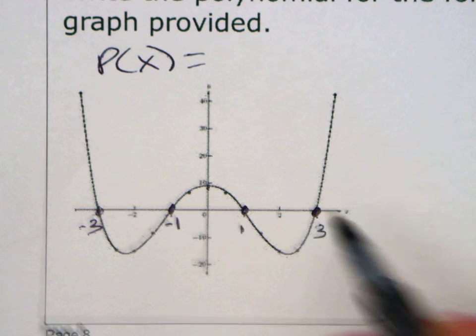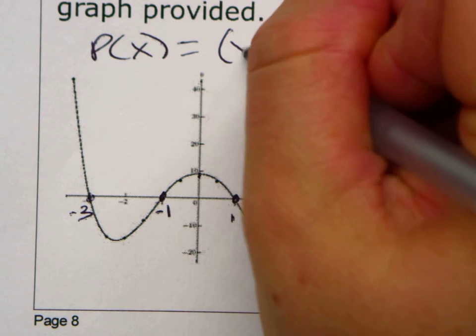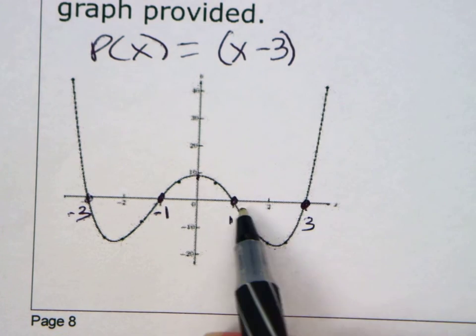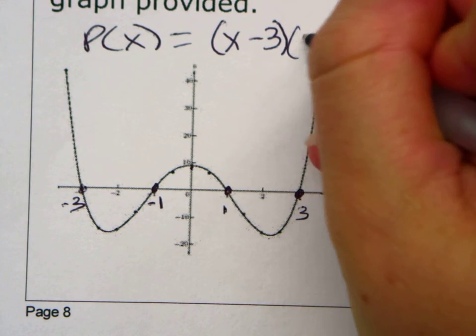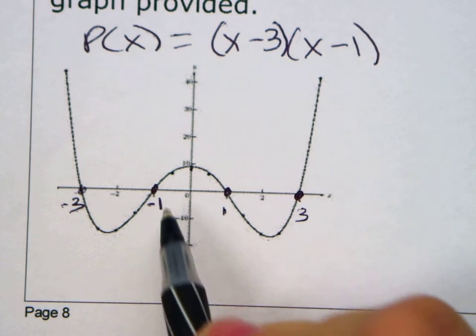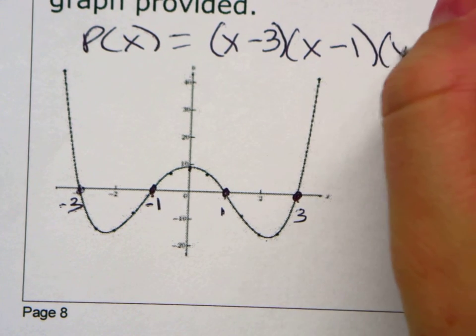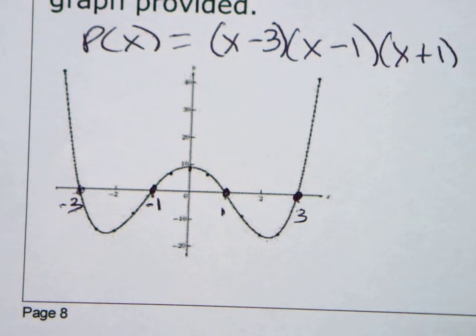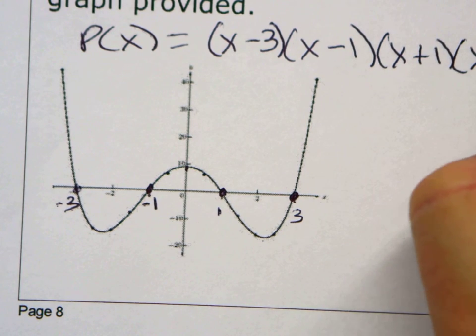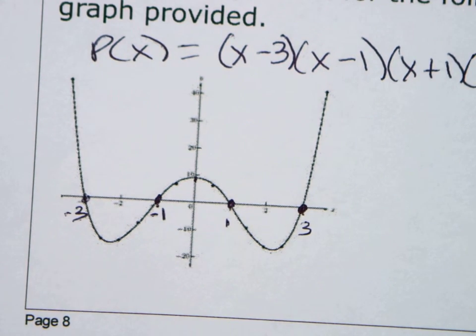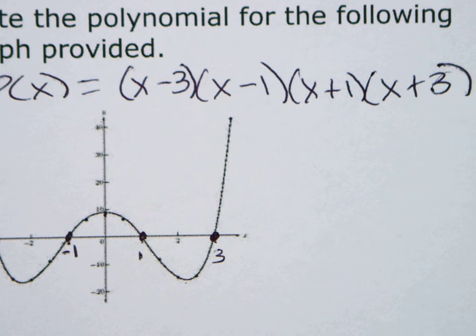So if 3 is a root, what's its factor? X minus 3. If 1 is the root, what's the factor? X minus 1, -1, x plus 1, minus 3, x plus 3. And that's it. That's all I'm looking for. You don't have to multiply it all out. You're just writing the roots as factors. That's your polynomial. Okay, done.